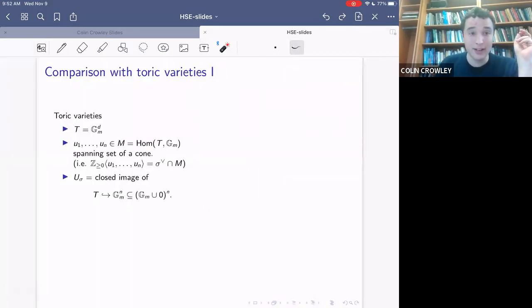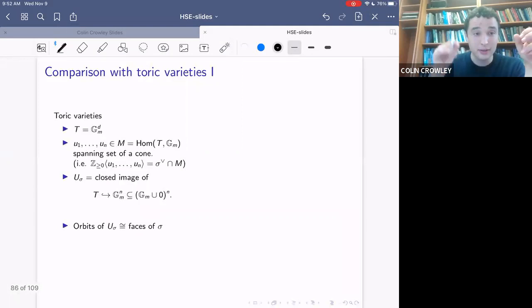And then the toric variety that this data defines is nothing but the closed image of this torus in a bigger torus, G_m^n. And then I put this bigger torus into A^1 to the n, where A^1 is G_m union 0. So this is A^n, and this closure of a subtorus in A^n is a toric variety. So that's how one can construct a toric variety associated to a cone. And the orbits of this toric variety correspond to the faces of the cone.